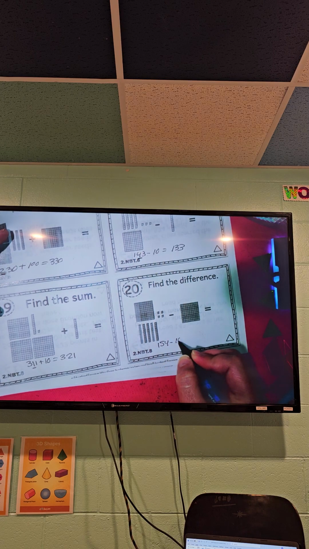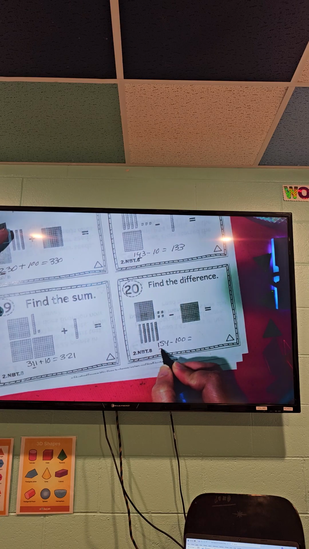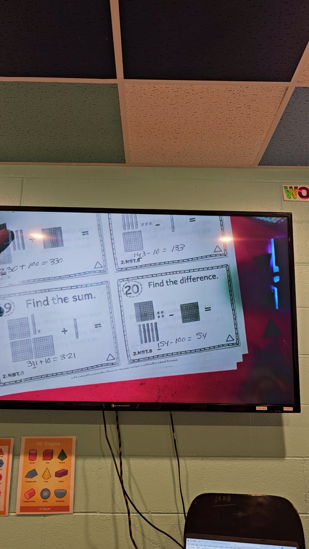54 minus 100. Underline the hundreds place. This number is decreasing by 1, so it becomes a 0, so we don't write that, but we write the rest. 54.